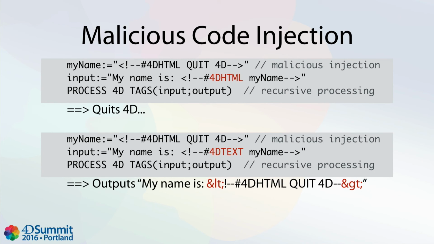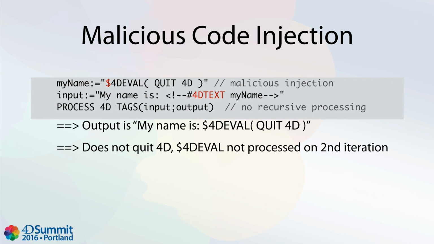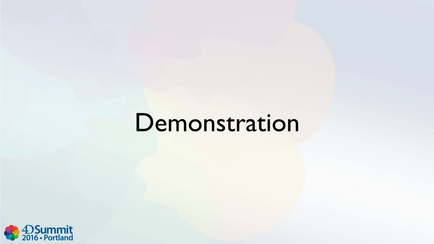Okay, we went through this so you can review. The reason why you want to use 4D tags or 4D text is to escape out the special characters, so they can't have an effect. And also, when using the $ syntax, it's not processed on the second pass, so it has no effect as well. And I've already demonstrated that.